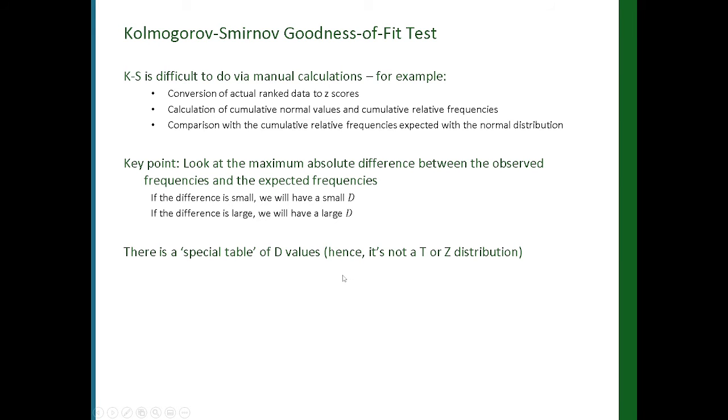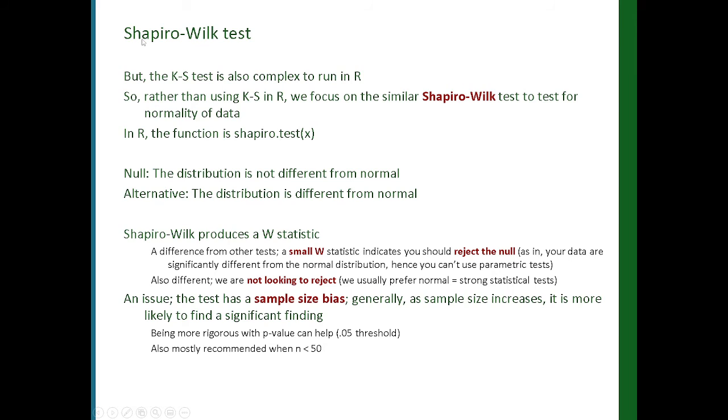Essentially, we're not going to be doing that in this test, but what you would normally look out for is the maximum absolute difference between the observed and the expected. Okay, so if the difference is small, we'd have a small D. If it's large, we'd have a large D. And then you can do this either in R, as we'll do later, or you can use something that's easier to calculate, which is called the Shapiro-Wilk test. We'll be running this at a later stage, and essentially this just tests for normality of the data.